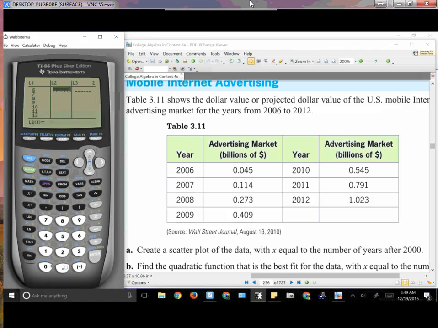So we've got 0.045, 0.114, 0.273, 0.409, 0.5, and 1.023. Okay. So I've got my data entered.